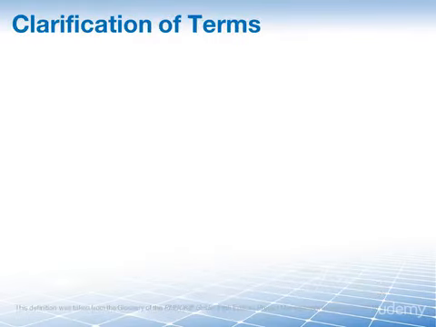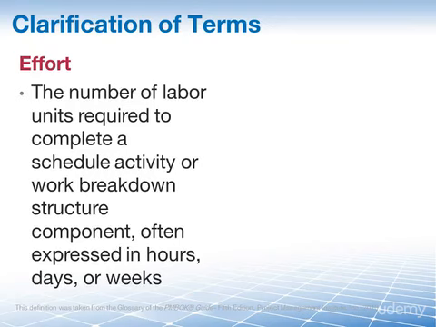And this is a good moment when we want to talk about effort and duration and compare them. So effort. The PMBOK guide defines effort as the number of labor units required to complete a schedule activity or work breakdown structure component, often expressed in hours, days, or weeks. What does this mean? Well, effort focuses on the amount of labor applied to the activity, but it does not include activities outside of the hands-on work, such as time for meetings or work interruptions. This is where duration comes in. Duration accounts for project management activities, meetings, as well as work interruptions.